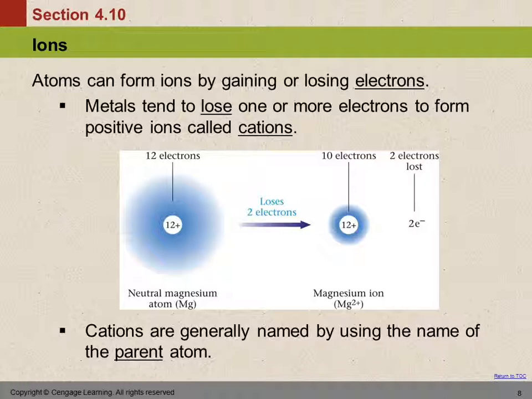Anyway, so cations, we need names for cations, and for these metal cations, the name is generally the same as the name of the parent atom. So this is a magnesium atom with 12 protons, 12 electrons. This is a magnesium ion with 12 protons still, but only 10 electrons. Any questions?